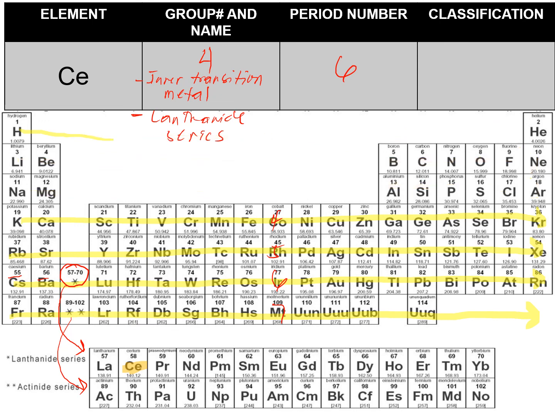O, burahin natin yung mga numbers. So, anong classification niya? Hanapin natin yung staircase. Ayan. So, kung mapapansin nyo, nasaan siya? Eto. Si Ce. Ayan. Nasaan siya? Nasa left. No? Nasa left siya ng staircase. So, siya po ay isang example ng metal.